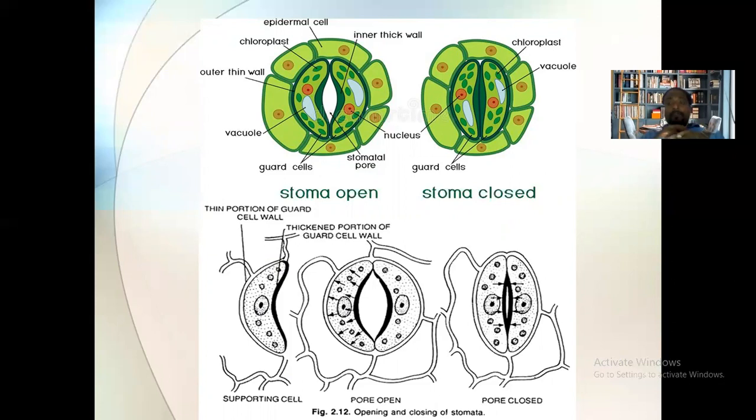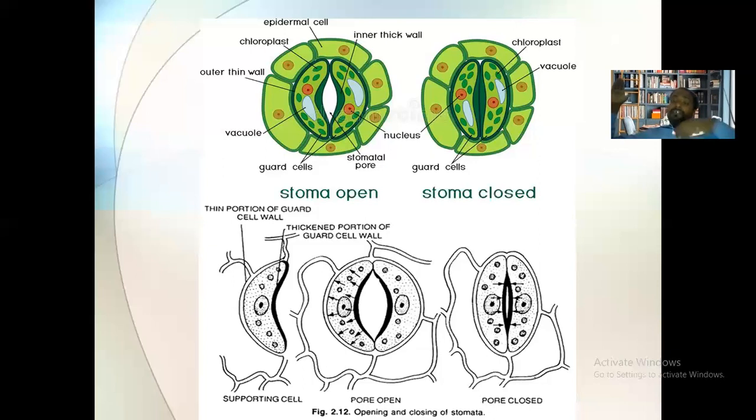At that time what will happen? The water from the guard cell will enter into the intercellular spaces of the leaf again. Getting it? And at the same time when the water comes out of the guard cell, the turgor pressure, which was developed due to the turgidity of the guard cell, will also be reduced. And as the turgor pressure is reduced, the stretching of the outer wall, which was developed due to the pressure created on the wall, that pressure will be released.